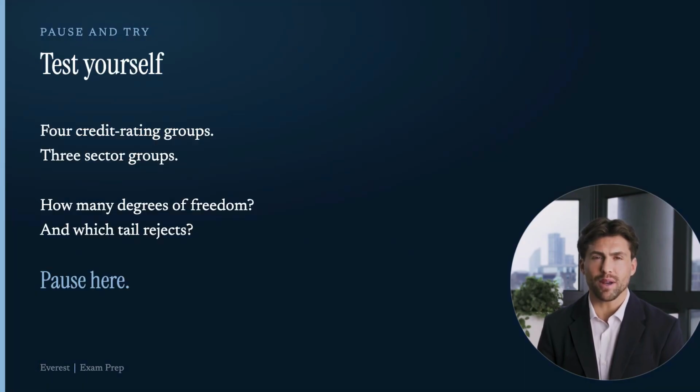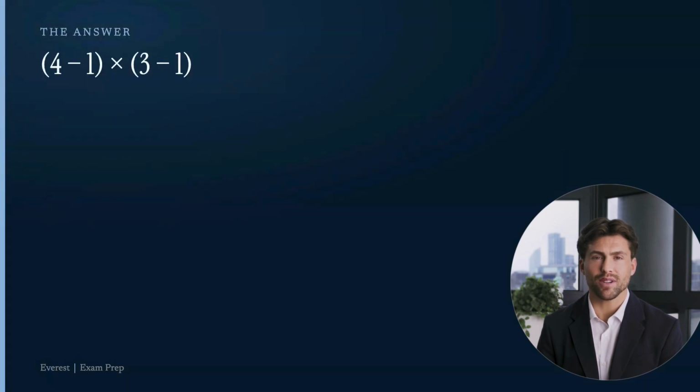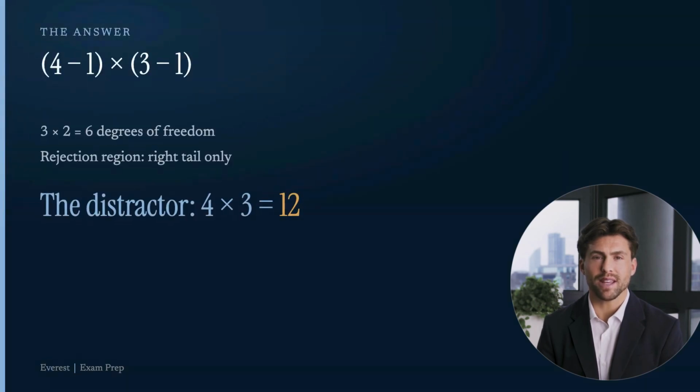Test yourself before you keep watching. An analyst classifies firms 4 ways by credit rating and 3 ways by sector. How many degrees of freedom does the chi-square test of independence have? And which tail is the rejection region in? Pause here. 6 degrees of freedom and the right tail.